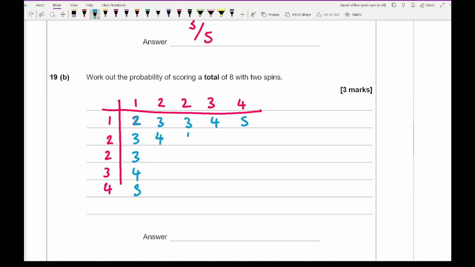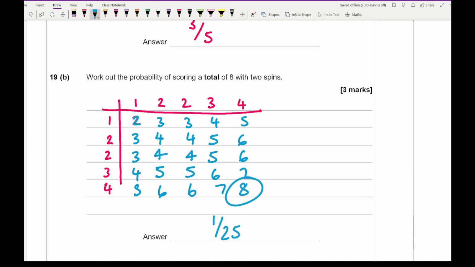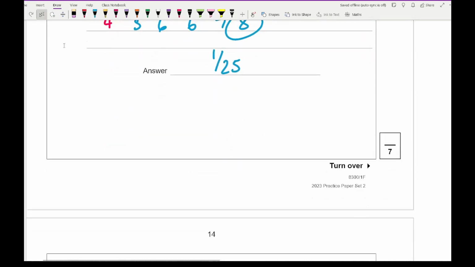So that's 2, 3, 4, 5, 6, and then we've got 3, 4, 5, 6, 7, and 4, 5, 6, 7, 8, and as you can see, I've got 1 out of 25 as my option. The other alternative you could have done is 1 over 5 multiplied by 1 over 5, and that would have given me 1 over 25. So lots of different ways in which you could have worked out the answer. But for 3 marks, it is really important that you do show some form of working out.